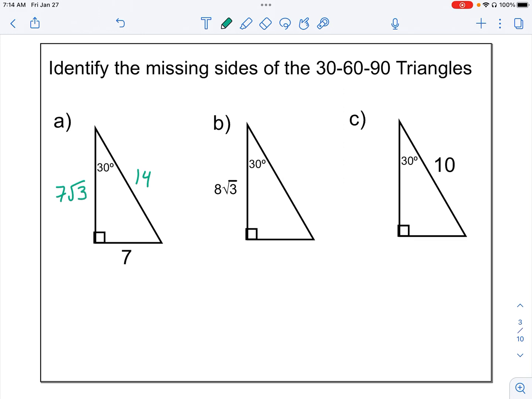On B, they've given us the side across from our invisible 60. So the 8 is the base, so 8 is our shortest, and 2 times 8 is 16. Finally, here they've given us the hypotenuse, and we know that's 2 times x. So 2 times what is 10? 2 times 5 is 10, so 5 is the base side. So that means the other side is 5 root 3. So this will help us with our polygons today.